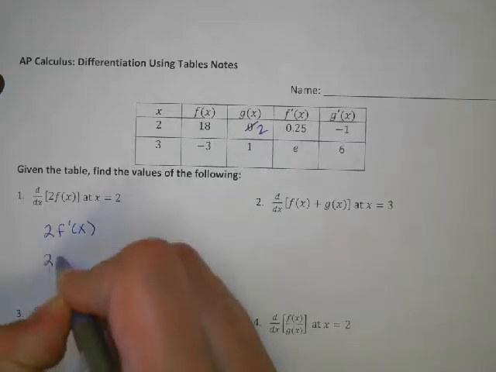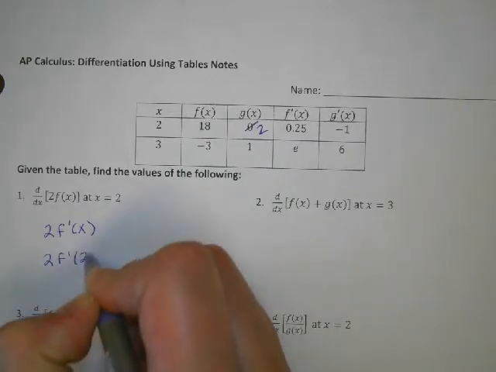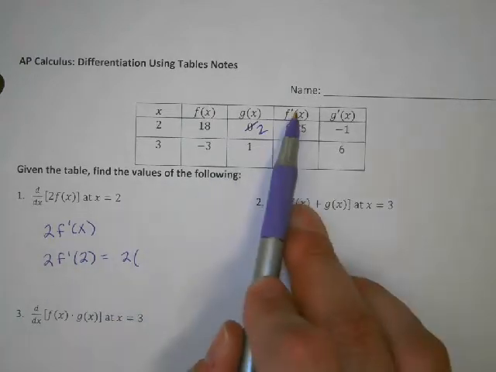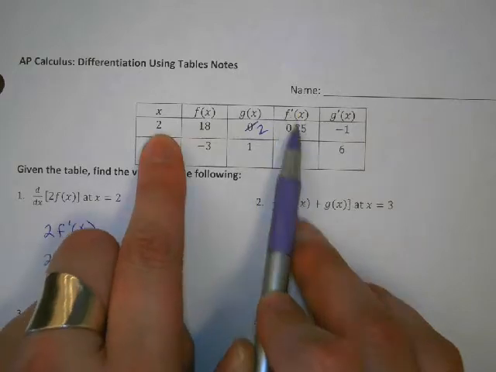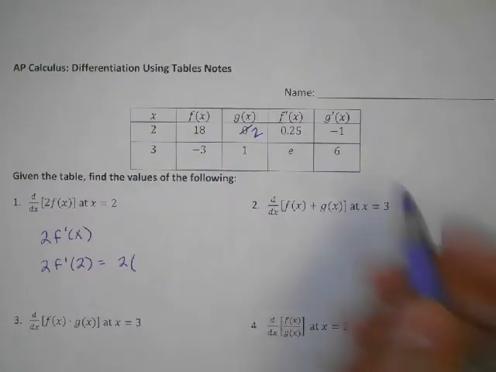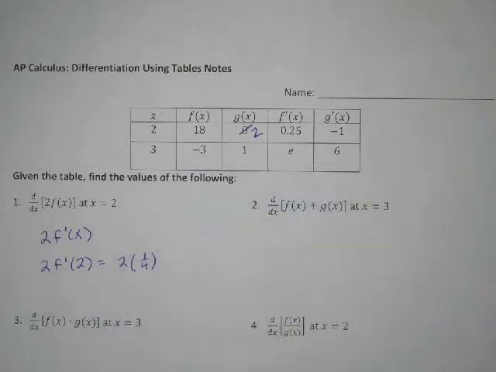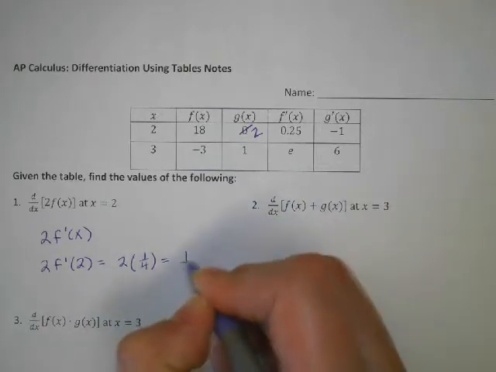So 2 times f prime of 2 is 2 times 1/4, or 0.25. So 2 times 1/4 is 1/2.